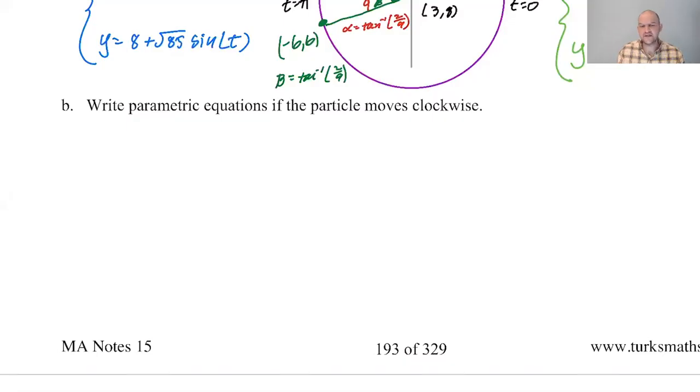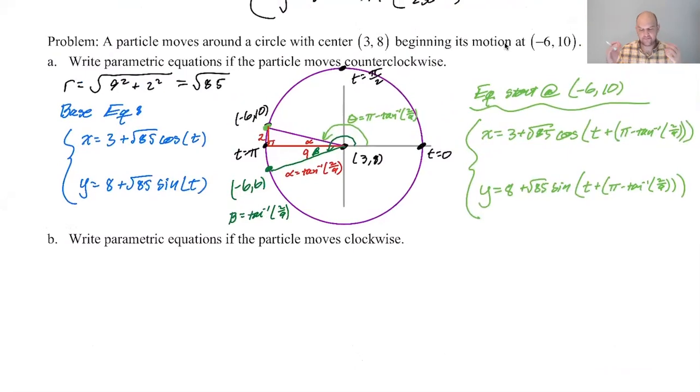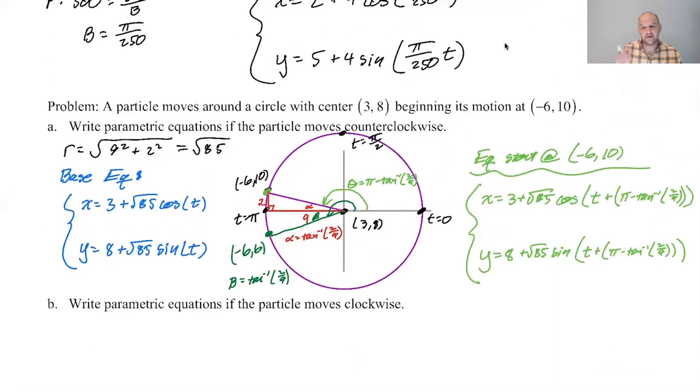All right, we're back. We're still on page 193. We're doing the second part of this problem where we have a particle moving in a circle. It's going to start at a random point, not the top, bottom, left, or right, and it's going to go a certain direction. So in this particular problem, and the one we just did, we went counterclockwise. Counterclockwise is your dream scenario because the unit circle just works that way. Now we want to go clockwise.